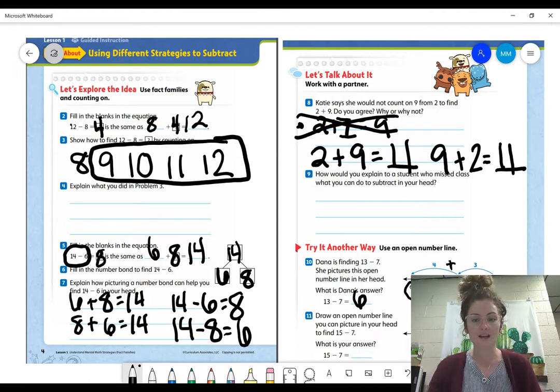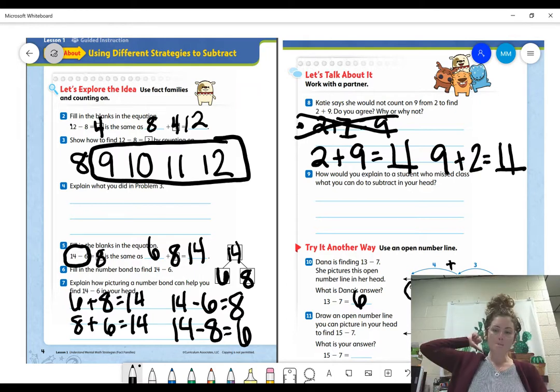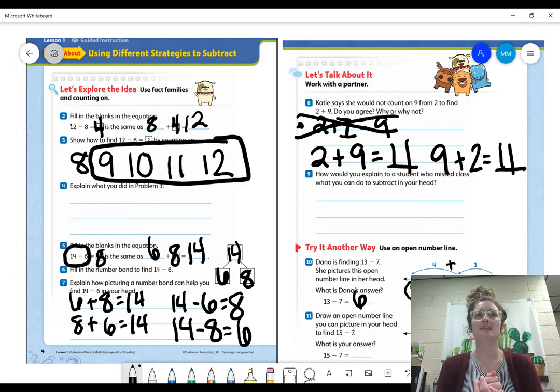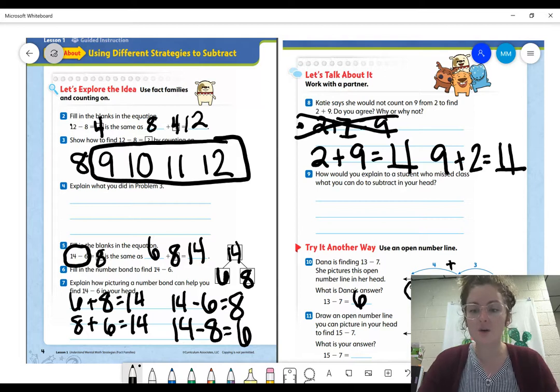All right, it tells us now that we need to make our own open number line. So it says draw an open number line. You can picture in your head finding 15 take away 7. So I know because of my example up here, I'm going to start with 15. And when I subtract, I go back. So 15, I'm going to get to 10 first. I'm going to go back to 10. So if I have 15, I know that 10 plus 5 makes 15. So I know I'm going back 5 to get to 10, but I'm not done because I have to take 7 away. So starting at 10, I need to go back 2 more.